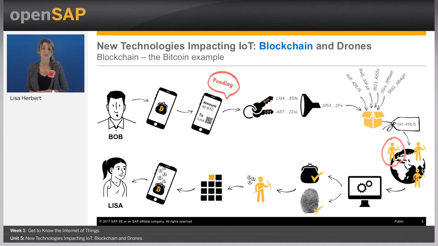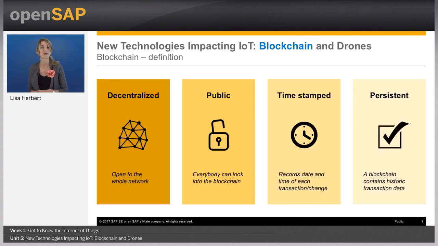Okay, so that was a lot of information. Let's sum up with the 4 most important things you should know about this blockchain technology. A blockchain is decentralized. This means it is on the hard drives and laptops of the whole network. A blockchain is also public, so everyone can look into the blockchain. And it is time-stamped. So whenever there is a transaction, whenever there is a change, the date and time of the transaction or change are recorded.